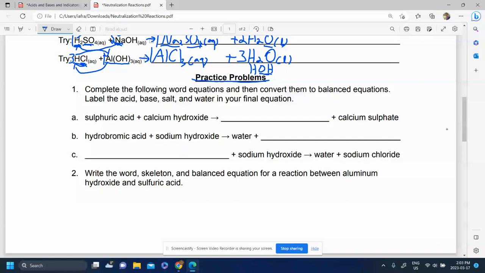In this video, we're going to do the practice problems within the neutralization notes. So let's start off with example 1. We have to predict the products formed by sulfuric acid and calcium hydroxide reacting together. And we already have one of the products given to us, calcium sulfate.